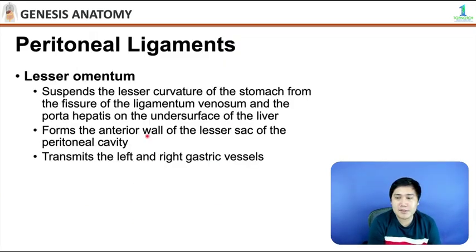Your lesser omentum, on the other hand, is attached to the lesser curvature, to the undersurface of the liver. It forms the anterior wall of the lesser sac of the peritoneal cavity, and this time it will transmit the left and right gastric vessels. So these vessels will supply the lesser curvature.